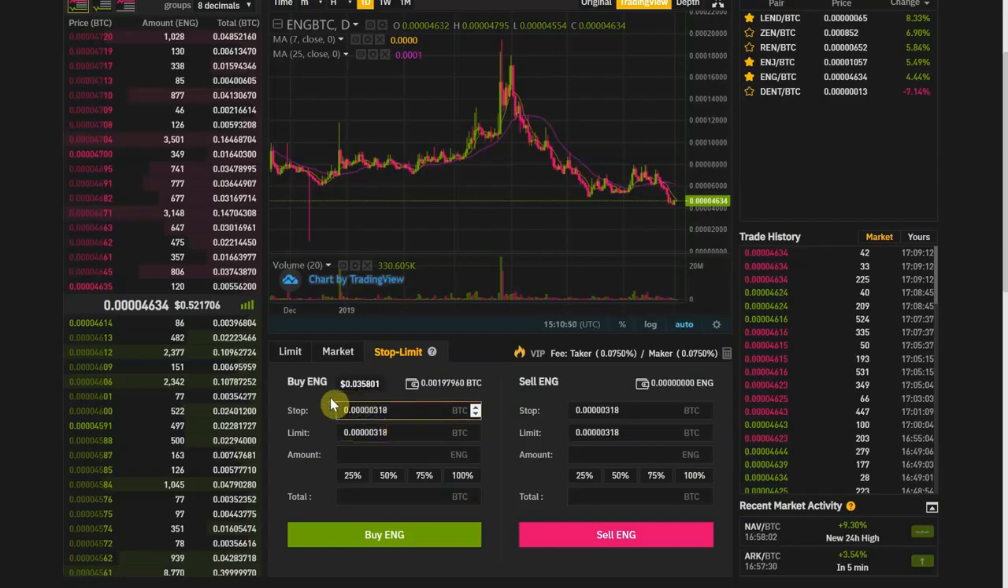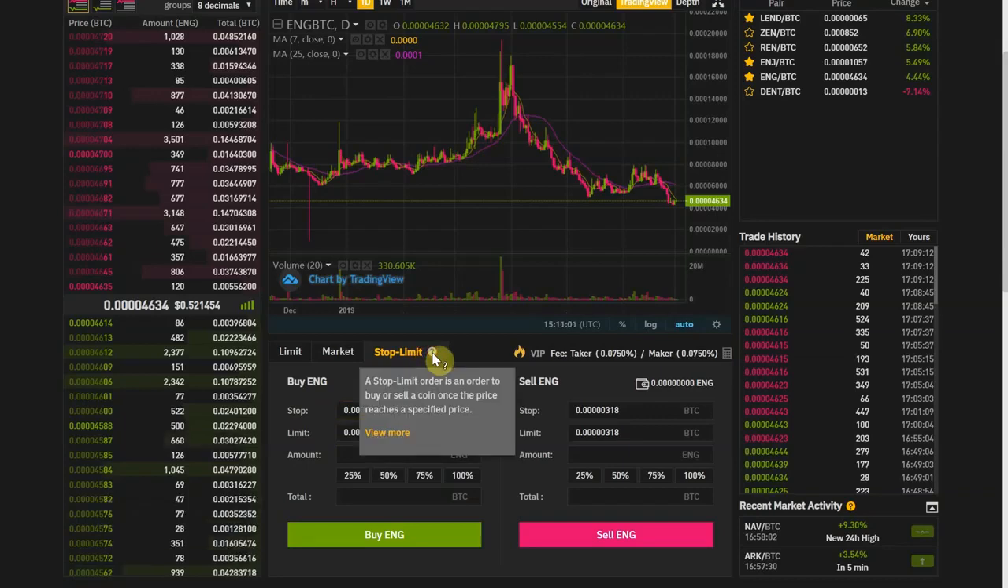I mean, it doesn't really mean the same thing. What the stop limit order is that you have to choose a stop price. You actually have some help here. Stop limit order is an order to buy or sell a coin once the price reaches a specified price. Yeah, okay. They don't use the word stop or limit, but okay.